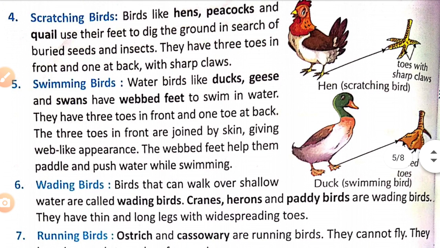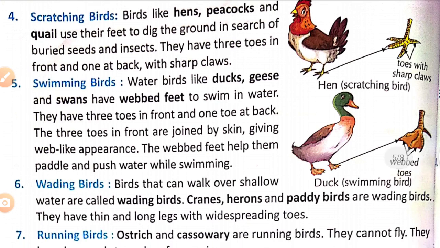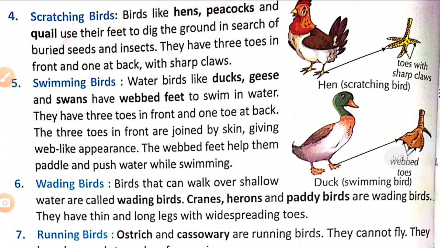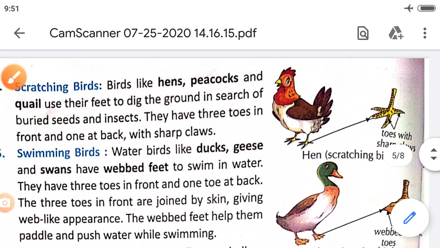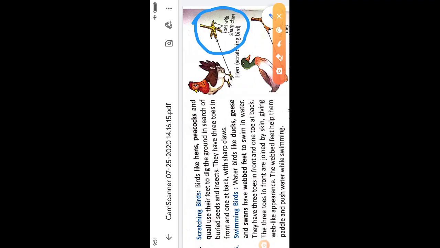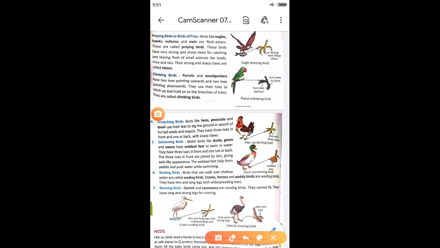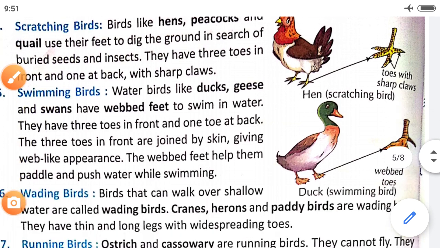Fourth, scratching birds. Birds like hens, peacocks, and quail use their feet to dig the ground in search of buried seeds and insects. They have 3 toes in front and one at the back with sharp claws. See, here is the hen picture. Hen is one of the scratching type of bird. See, toes with the sharp claws. You can observe at your home also how they are having their toes. Okay. So these are the scratching type of birds.